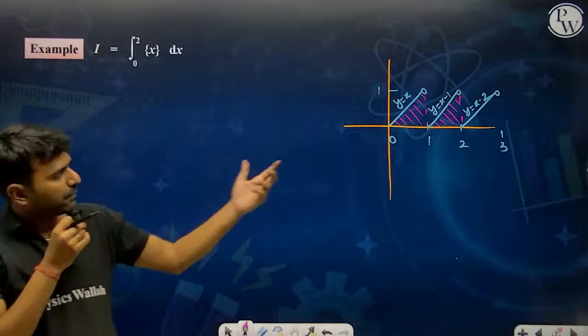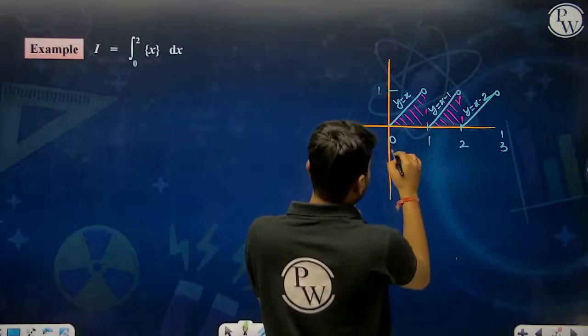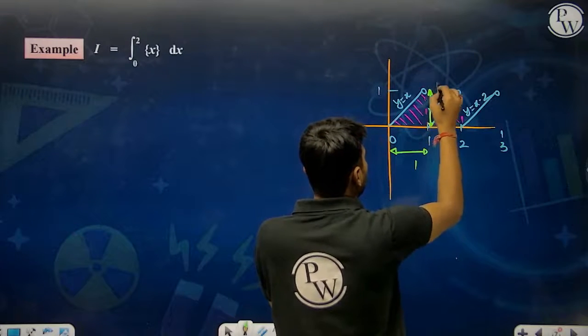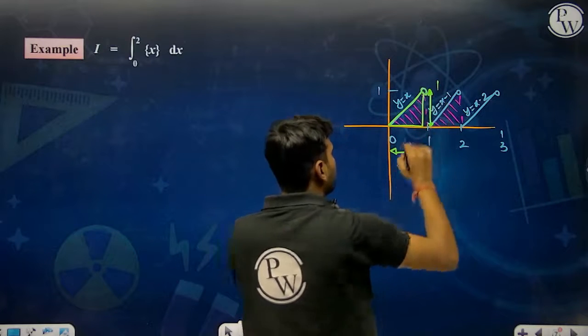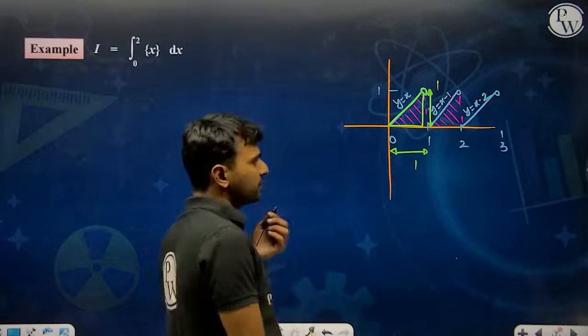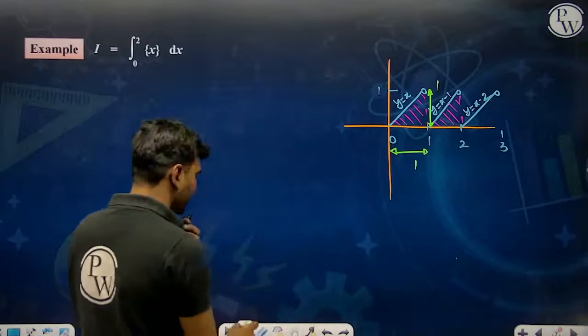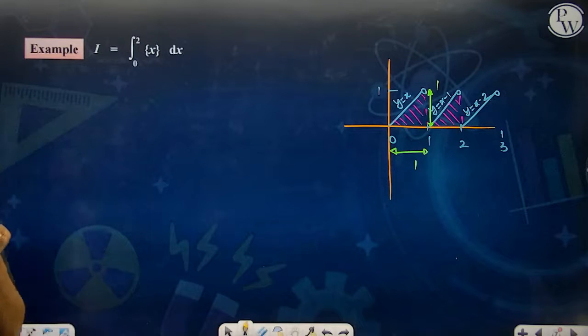Now this can be found pretty easily, because you know this value is nothing but 1, and this height is also equal to 1, so you can apply half into base into height. So this one area is going to be half. Similarly, this other area is also going to be half. So half plus half, 1 is going to be the answer. This is one way of solving this particular question.